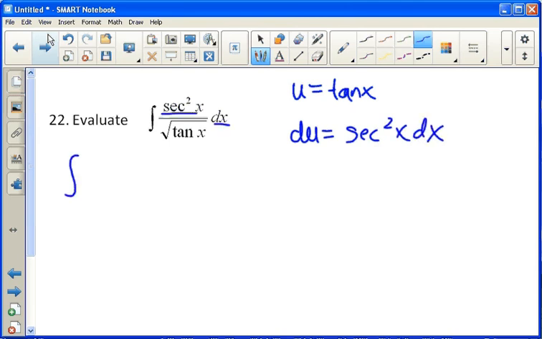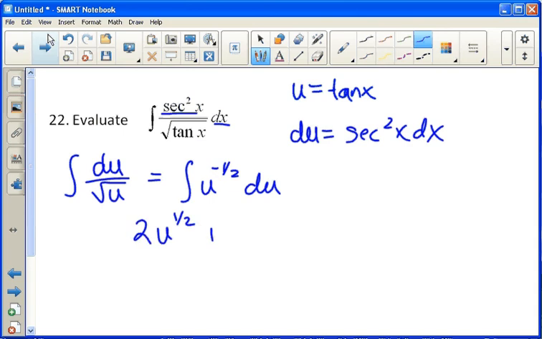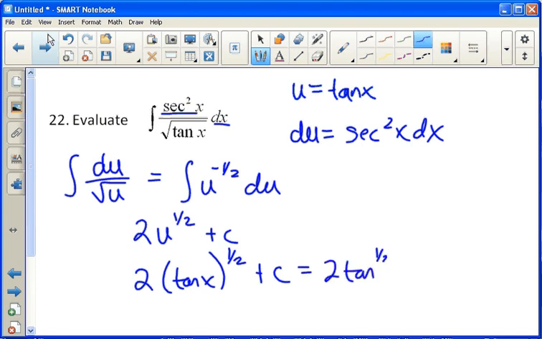This can also be written as u to the negative 1/2 du because the square root is to the 1/2. If you bring it up top, it's negative 1/2. So then I add 1 to the exponent, divide by that number, and I get 2 times tangent of x to the 1/2 plus c. Keep in mind that can be written a couple different other ways. You can put the 1/2 in the middle, or you can even change that 1/2 back to a square root. Any of those are equivalent.